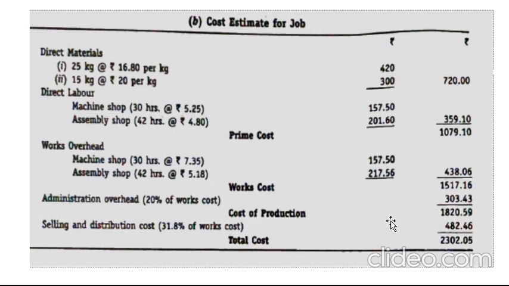So how much is your works cost here? 1517.16 into 31.8% will give you 482.46. So your cost of production plus selling and distribution cost, the total of it, you will get your total cost, which is 2,302.05. This is your total cost. As there is no information about the profit, there is no need for you to calculate profit here. So this is your total cost what you have got.